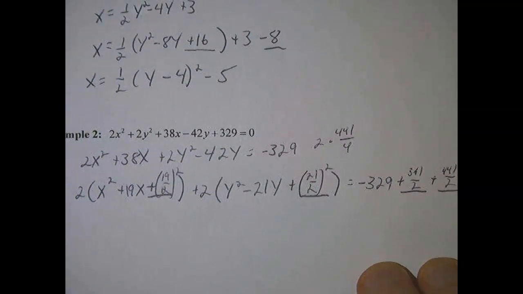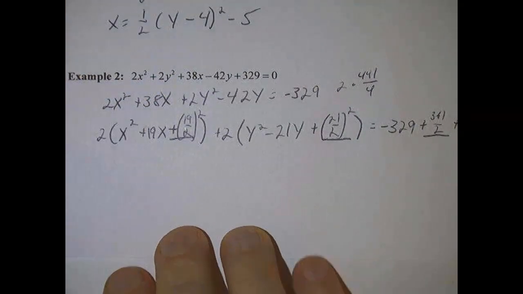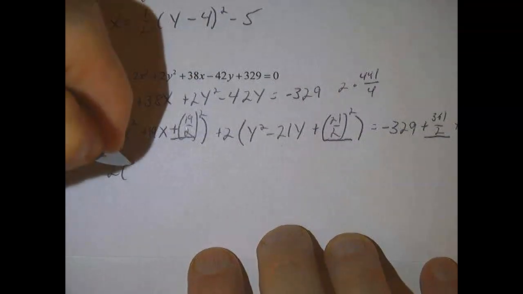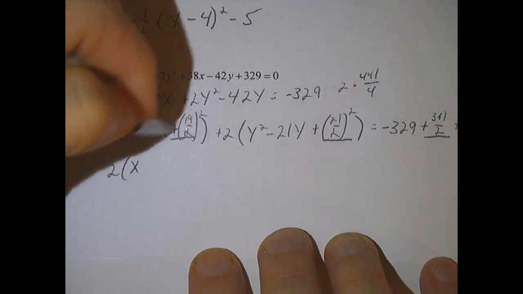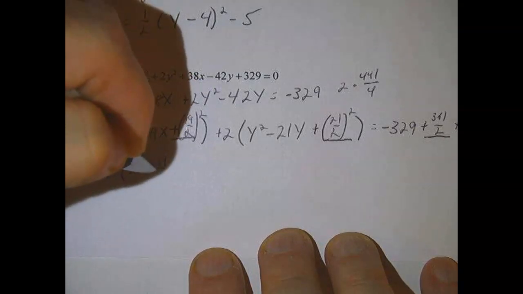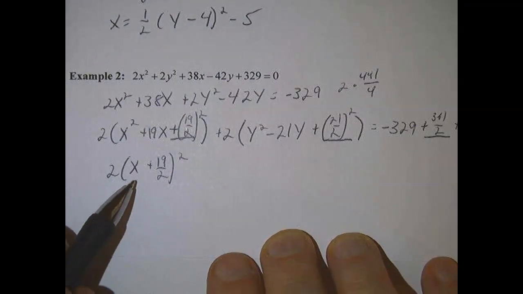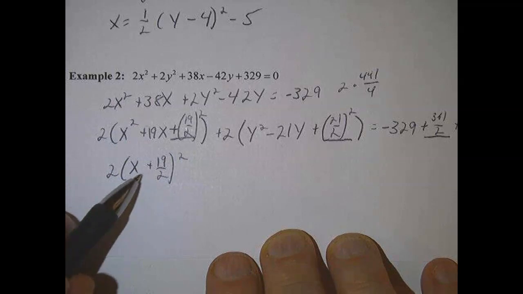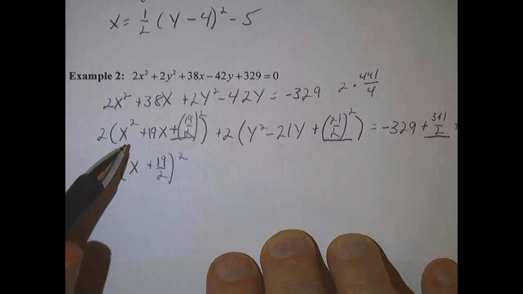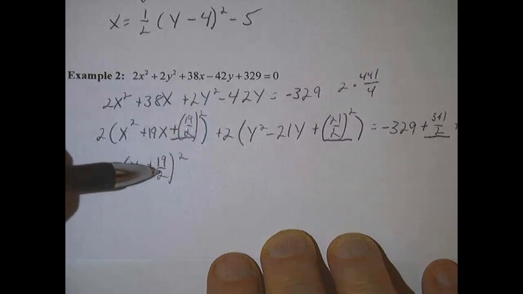Okay, so what are we doing next? So we have completed the square. So we just have to write it now as a perfect square. So this is 2 times x. This was added. This is a positive, so it's 19 over 2 squared. In other words, if you were to multiply x plus 19 over 2 times itself, you would get this trinomial that we had up here. Okay? There's the 19 over 2 squared right there.